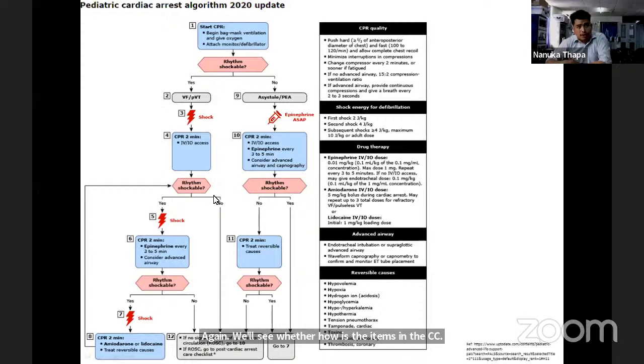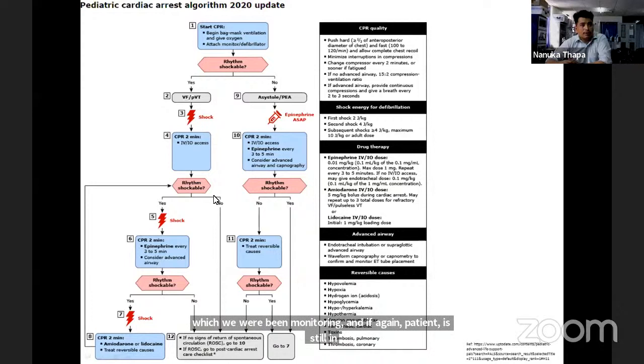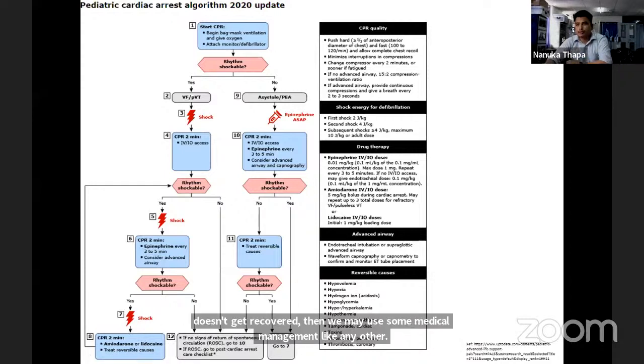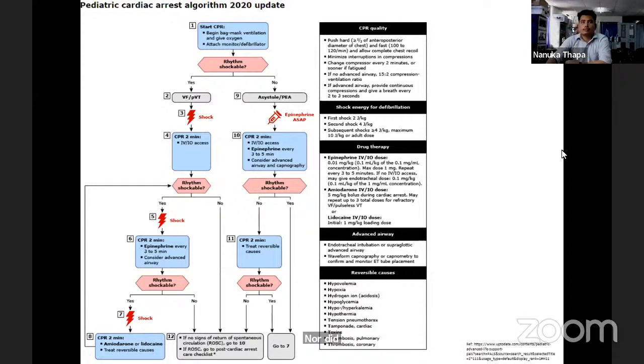After 2 minutes of uninterrupted CPR, again we see how the rhythm is on the ECG monitor, which we have been monitoring. If the patient is still in cardiac arrest and the rhythm is shockable, then we continue with the second shock and start giving epinephrine. After the second dose, we may need to go for a third defibrillation. And even if the patient doesn't recover, then we may use some medical management like amiodarone or lidocaine. Okay, so this is it in brief.